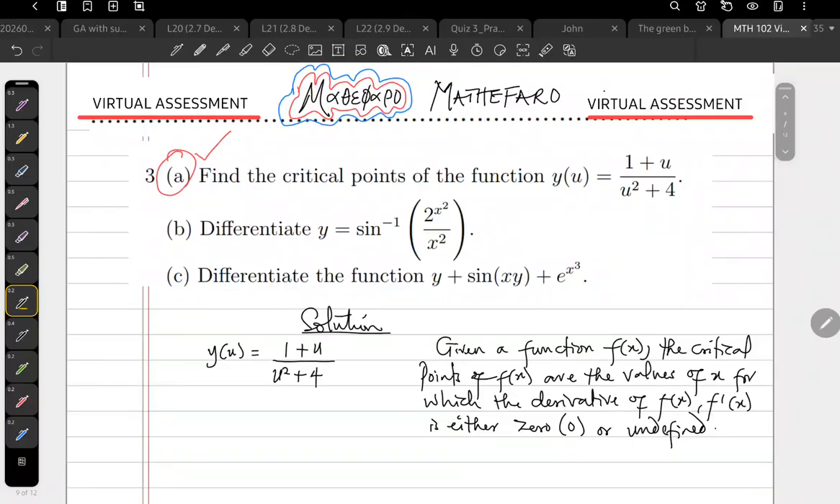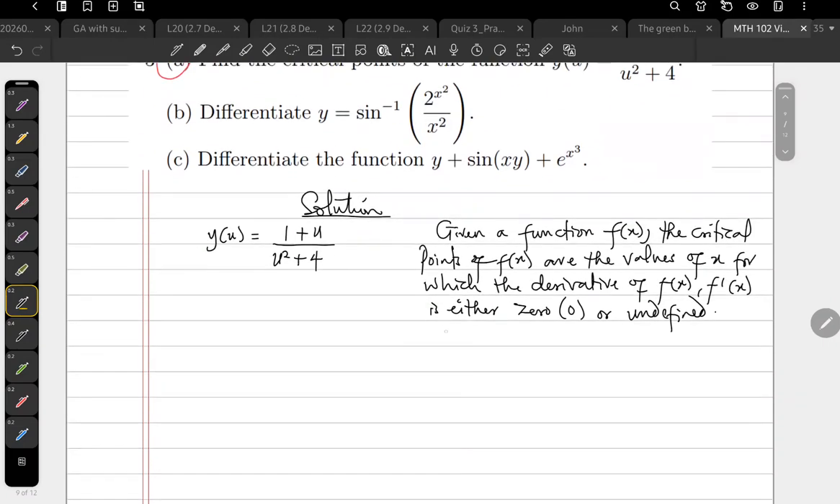So if we intend to find the critical points of a function, the strategy is to take the derivative and verify the values of x for which that derivative is either equal to 0 or undefined. So let's do the same thing with this given function. This is a quotient of 1 plus u and u squared plus 4. So we are to use the quotient rule.